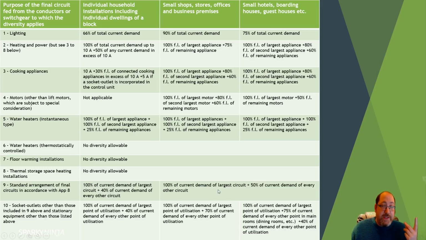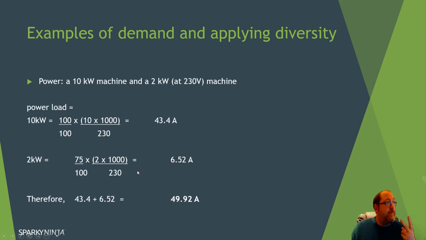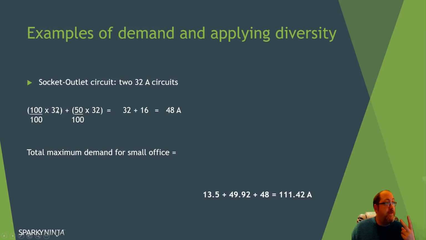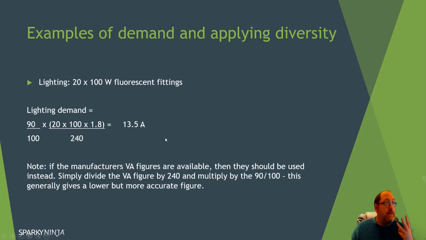So we'll take 100% of one and half of the other. So that's 100% of 32 and half of 32. 32 and 16 is 48. So we're going to add these three circuits together.